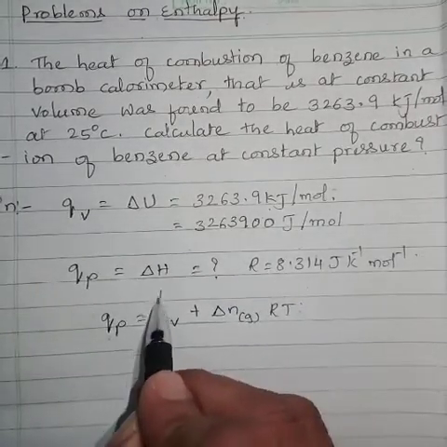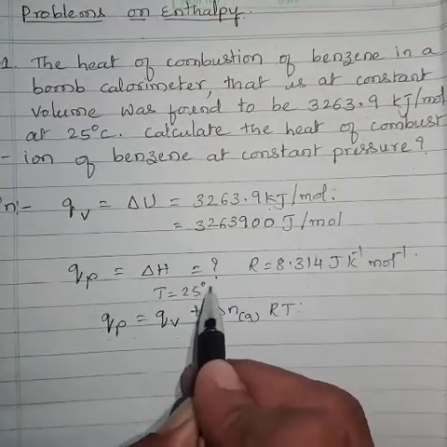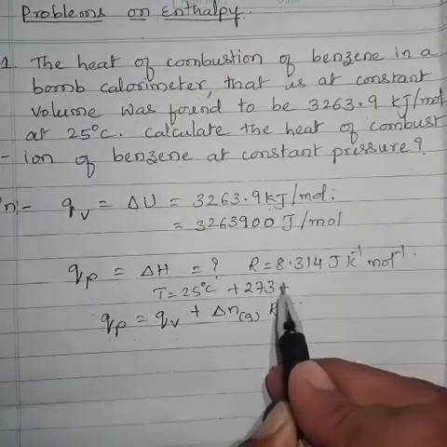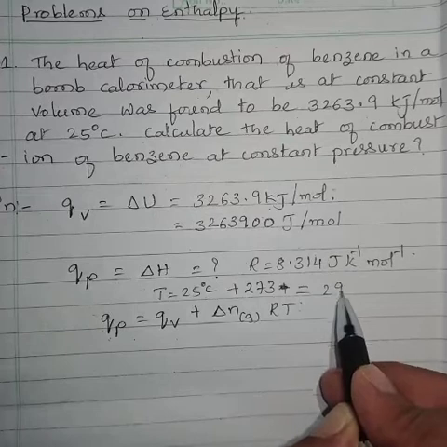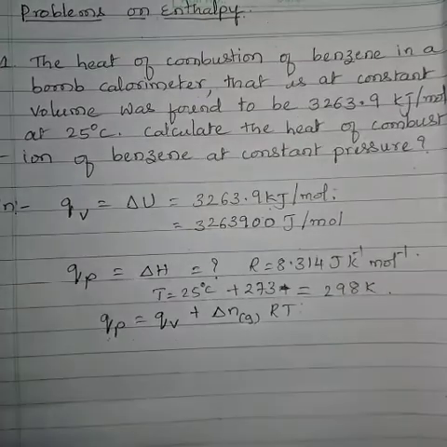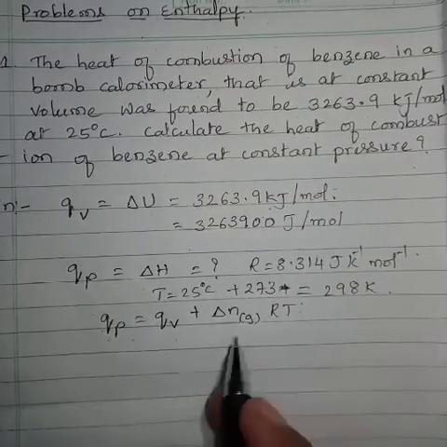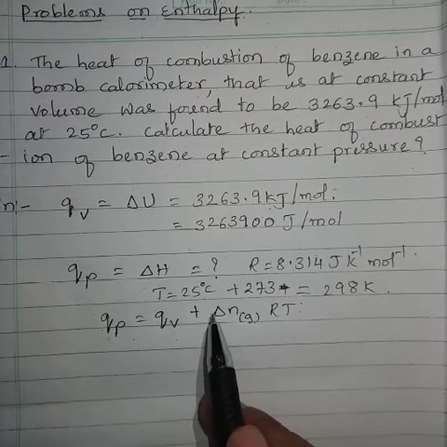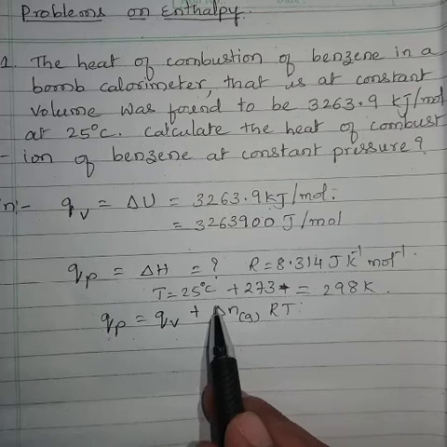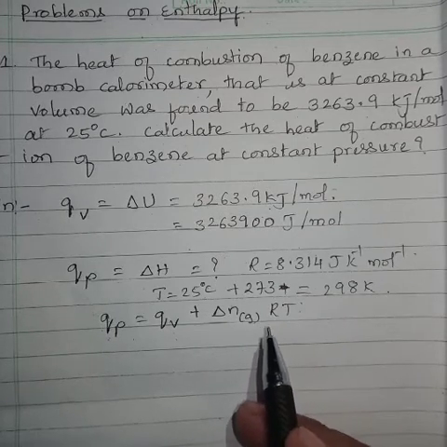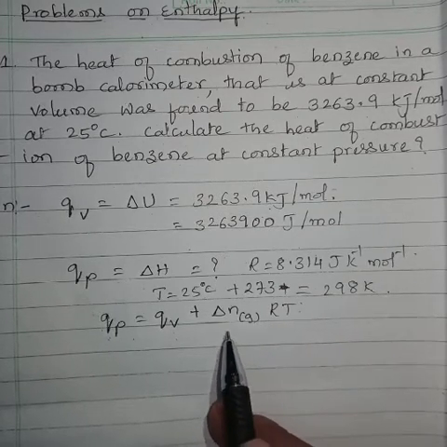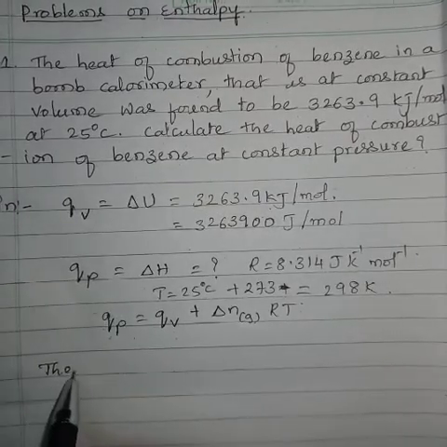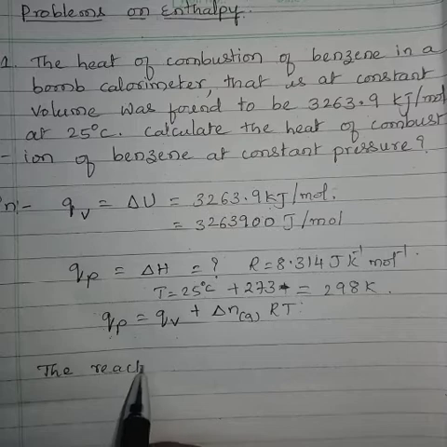Temperature, that is 25 degrees Celsius, 273 plus 25, this is equal to 298 Kelvin. So these are the data, and we have to calculate or determine the delta Ng value, that is the change in number of gaseous moles during the reaction. So first you write the reaction.